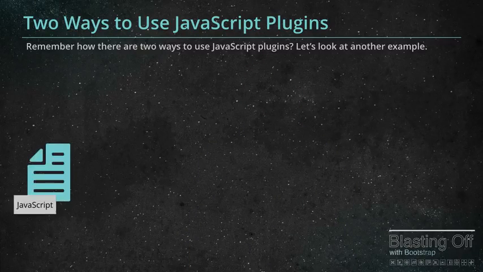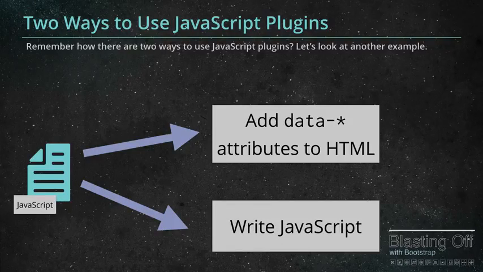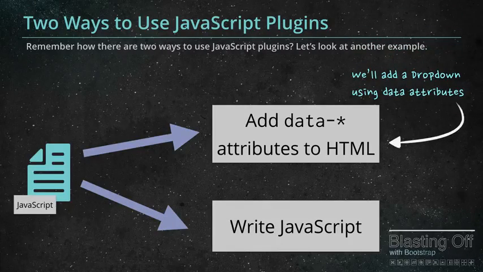Actually, we can use the drop-down plugin the same 2 ways as our Bootstrap collapse plugin, either by adding data attributes that we add to our HTML, or by writing JavaScript. Again, we'll be adding data attributes to our HTML, which is by far the easiest way to use the Bootstrap drop-down plugin. Let's see what data attributes we need to add.